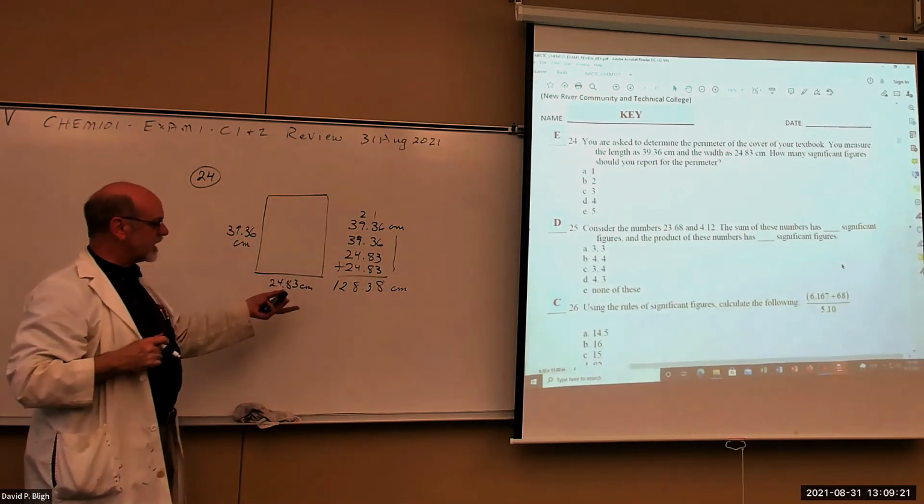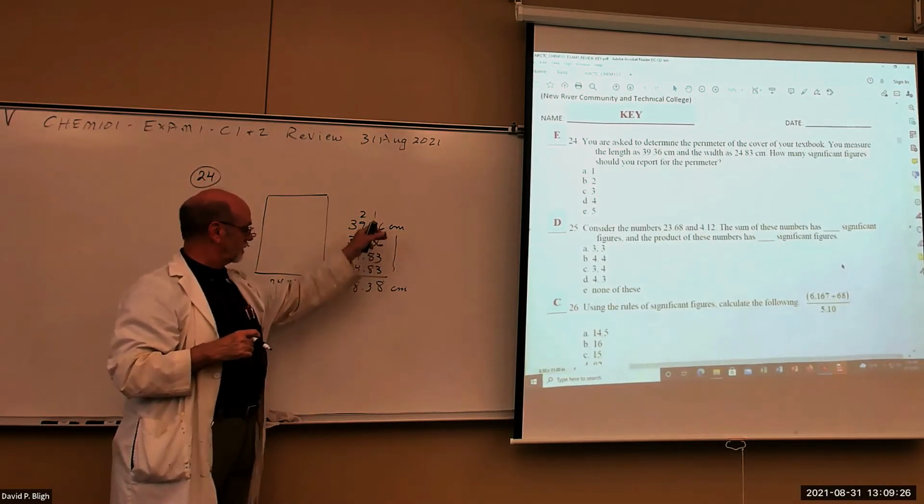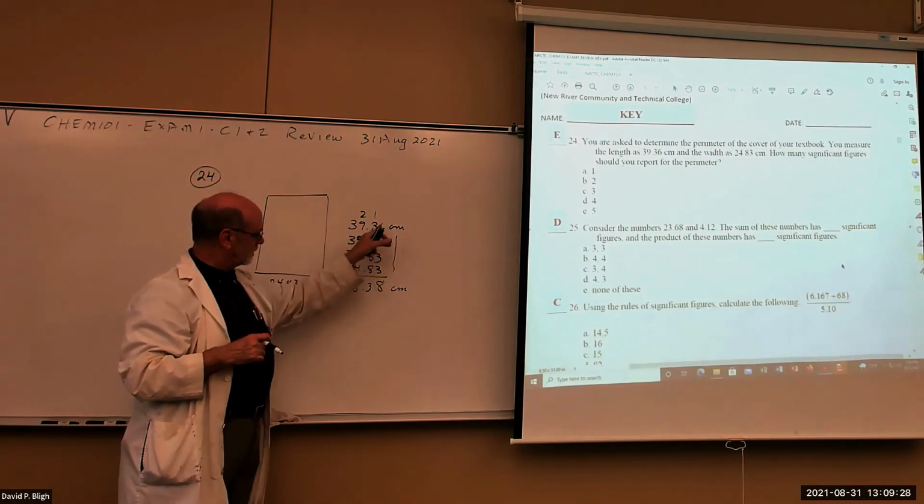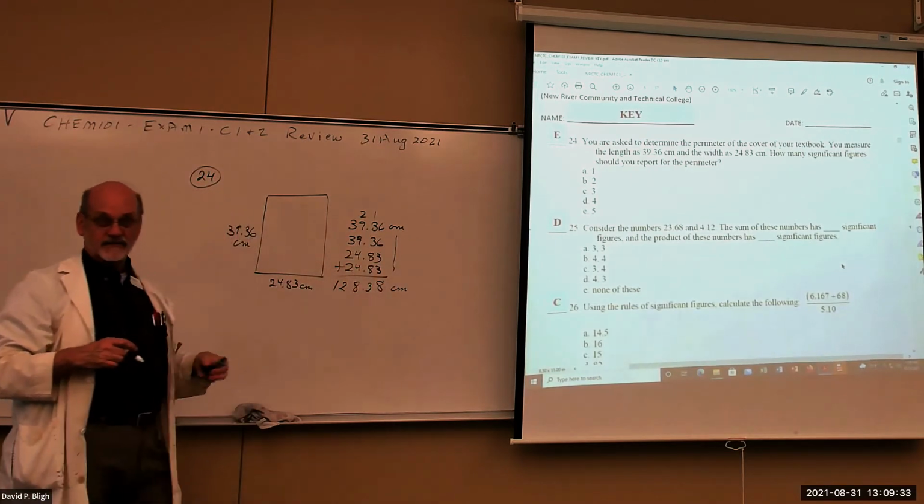Okay, how many of these can we keep? All of them, right? Here, there's the decimals lined up. These are all significant. We get to keep those, that one, that one, that one. So the answer actually has 5 significant figures.